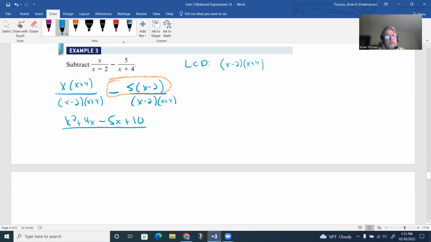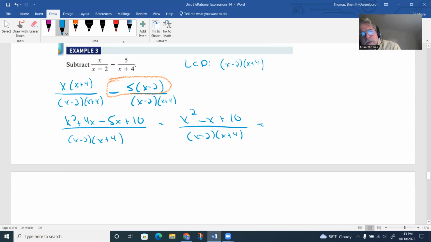And then the bottom stays as is. That's going to be x minus 2 times x plus 4 on the bottom. So the numerator, we should see x squared minus x plus 10 in the top. And on the bottom, we have this x minus 2 times this x plus 4. So notice how we do have a trinomial on the top, but the factors of 10 that give me a negative 1, that's not going to happen. So that's actually prime. So the only thing we're looking to do is leave it like that.